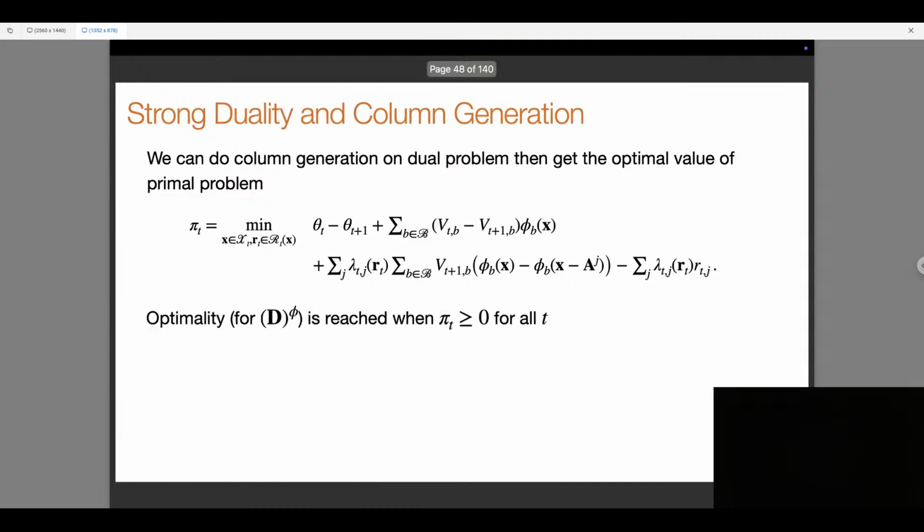And the optimality for the dual problem can be reached when there's no positive reduced cost for all time t.